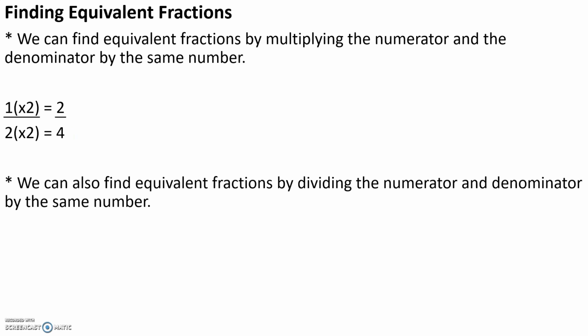One more method, we can also find equivalent fractions by dividing the numerator and denominator by the same number. Here we multiplied the numerator and denominator by the same number, so here we will divide. Let's see an example. 6 divided by 2 upon 8 divided by 2. So 6 divided by 2, 2 threes are 6. So answer is 3. And 2 fours are 8. So 4. So answer is 3 upon 4. So now this 6 upon 8 and this 3 upon 4 are equivalent fractions.